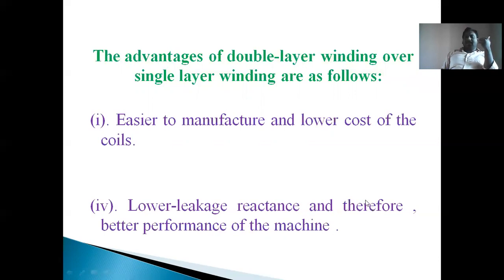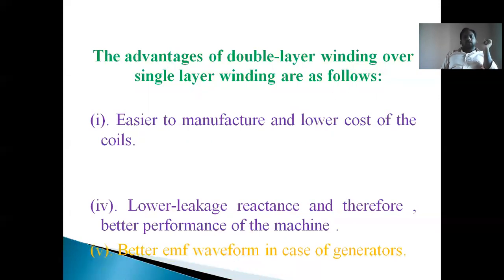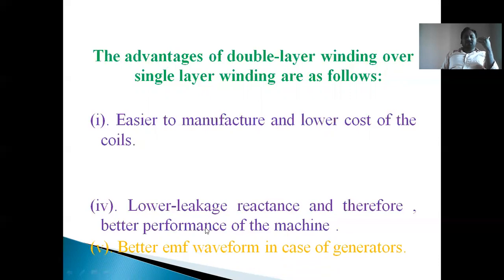When leakage reactance is less, what happens? Drops are reduced, leakage drops. Finally, the strength of the machine can be increased, which can provide better performance. Next advantage: leakage reactance less means the strength of the machine increases, the flux strength increases, and the flux cutting angle of the conductor in the armature winding increases, meaning the generated EMF is also more. That's why better EMF waveform in the case of generators.